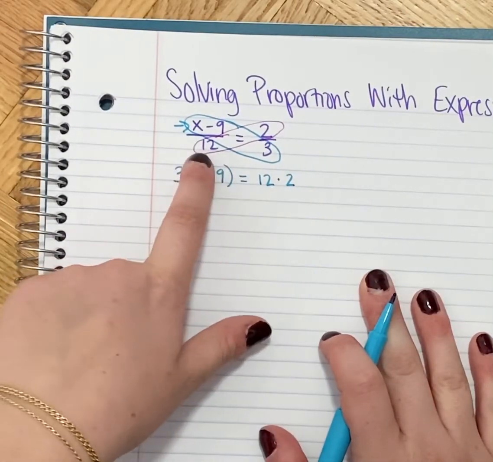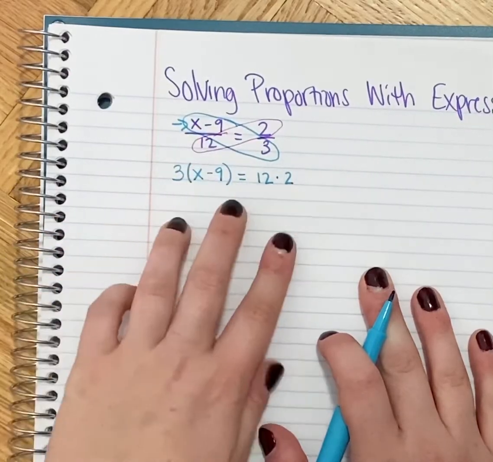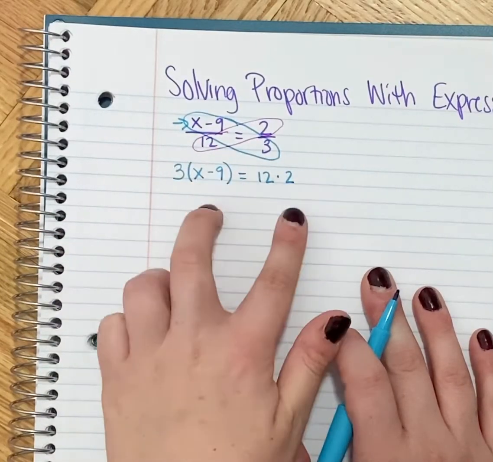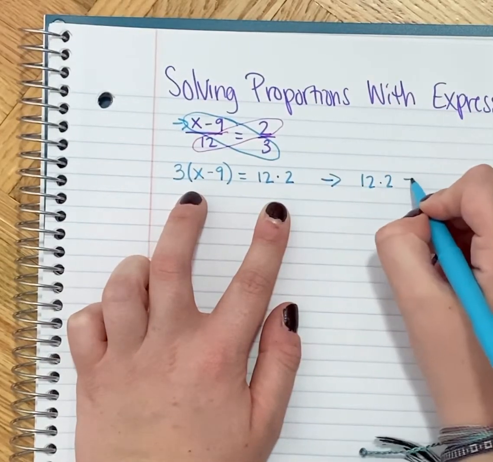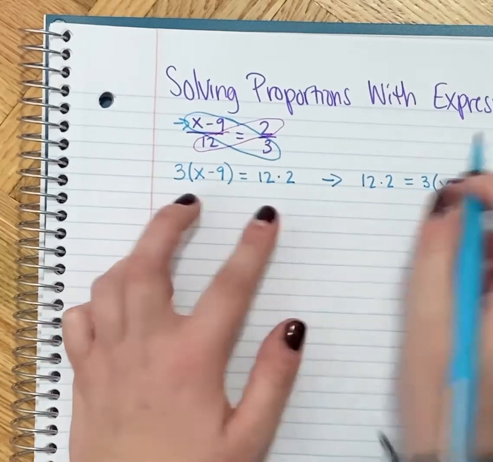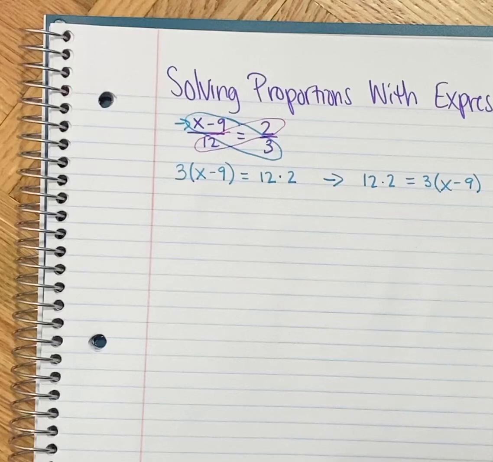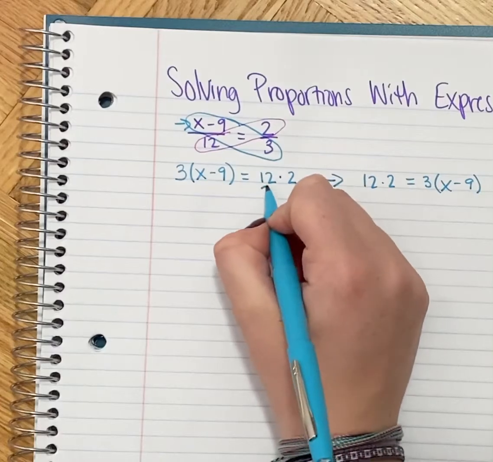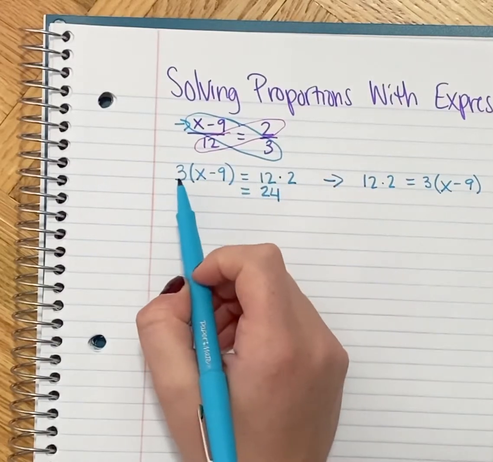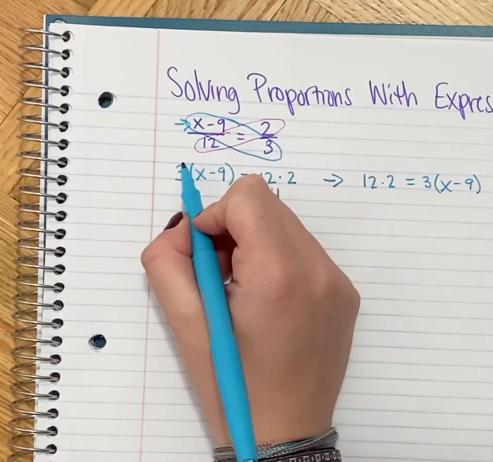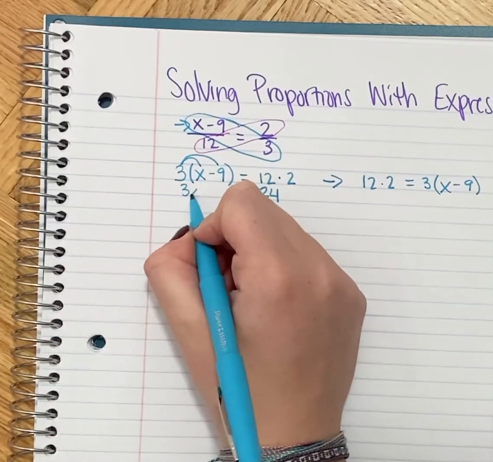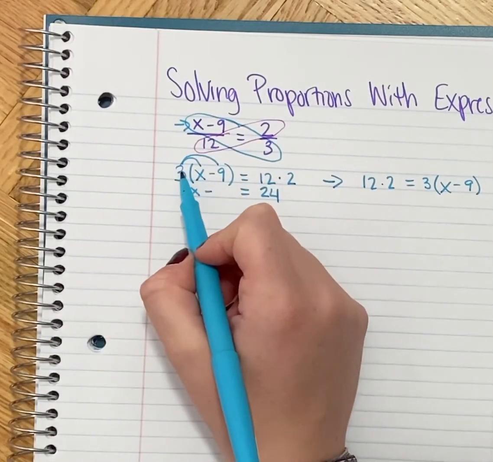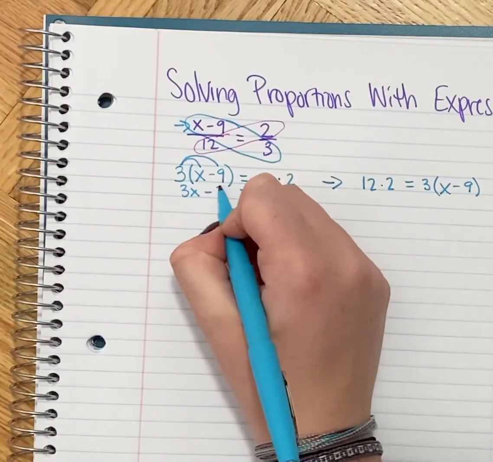That's your pink. So 12 times 2, 3 times x minus 9. It doesn't matter what order these two are in. This is the same as 12 times 2 equals 3 times x minus 9. Doesn't matter which way you do it, you're going to end up with the same answer. If we simplify on this side, we have 24. On this side, we have to distribute, so we have 3x minus, don't forget, 3 times 9 is 27.